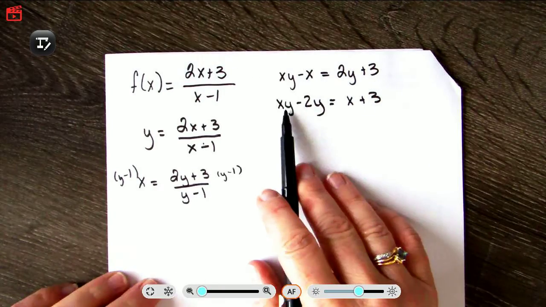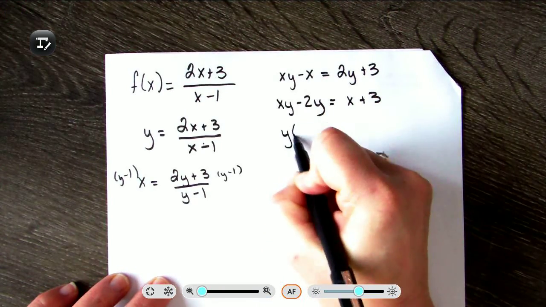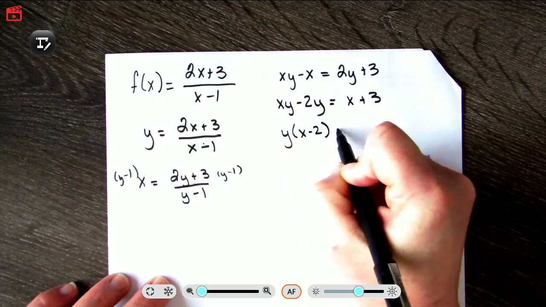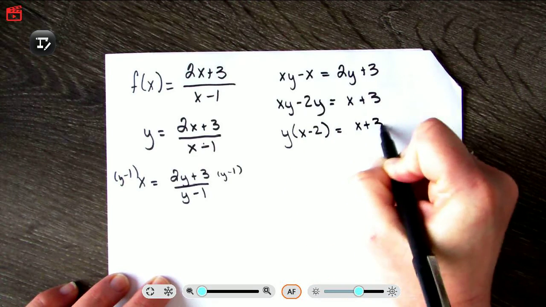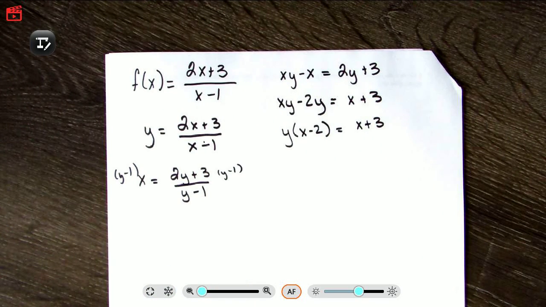Now you'll notice I have a y in both of these pieces, which I can factor out. And this idea of grouping and factoring out is not something that should be new to you. It might be a little rusty and a little cobwebby, but it's something you want to keep in that toolbox of yours because it is a tool that we use from time to time. So make sure it's kind of fresh.